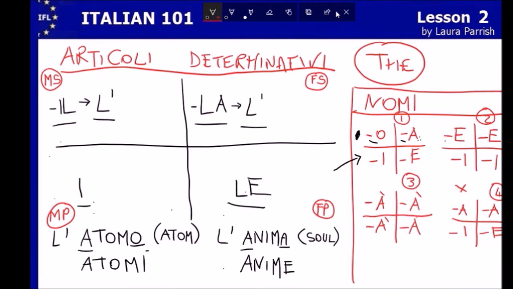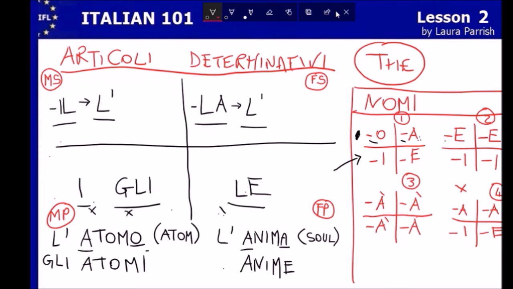Now, here, the article: there is another masculine article, which is gli. Every time the masculine plural word starts with a vowel, you have to use gli: gli atomi. Instead, here you have two articles. You may use this one or you may use this one. And now I give you the rules so you know when to use each of them.